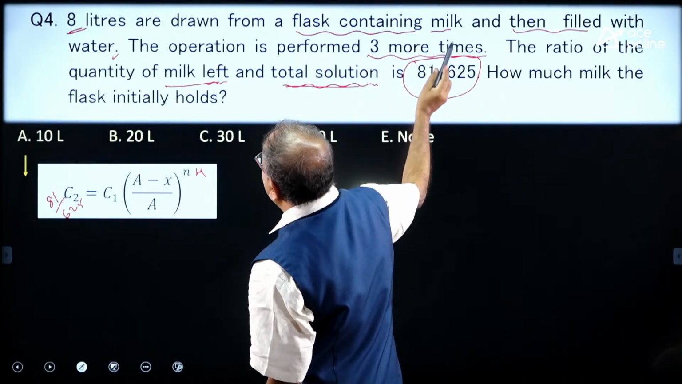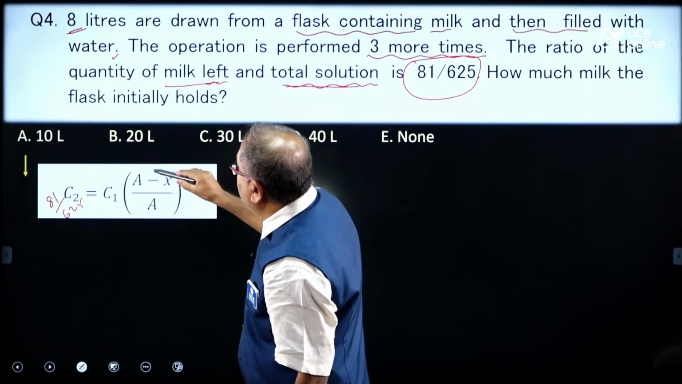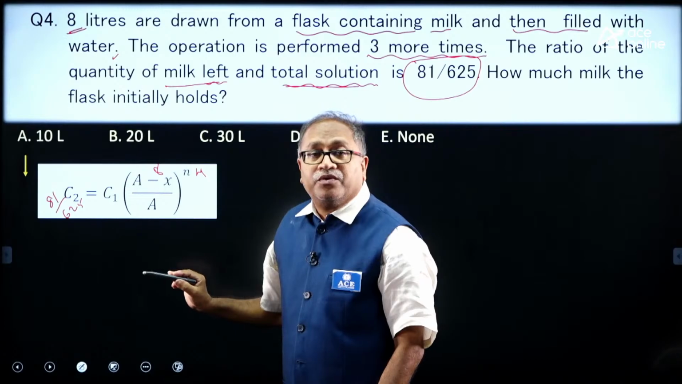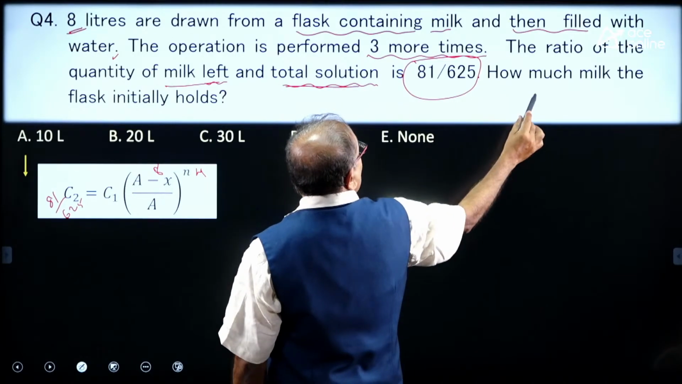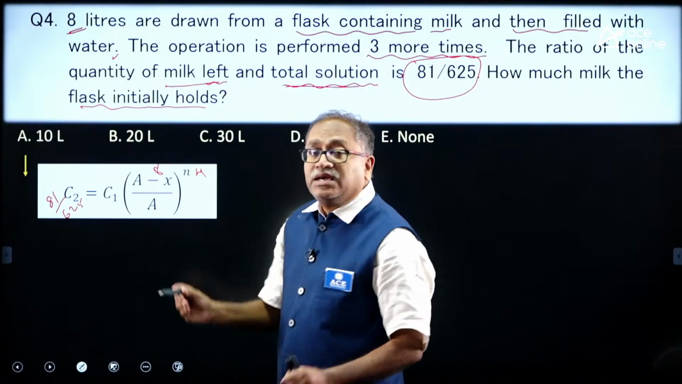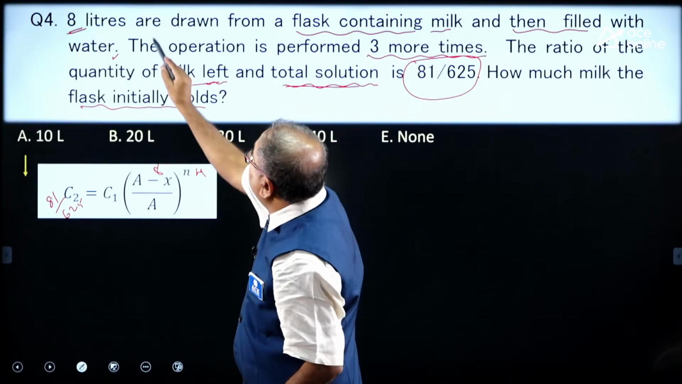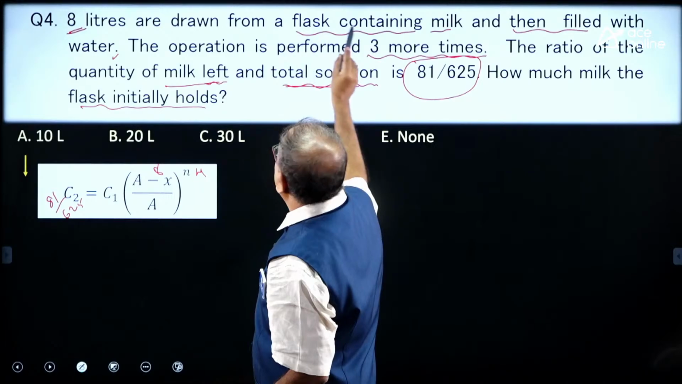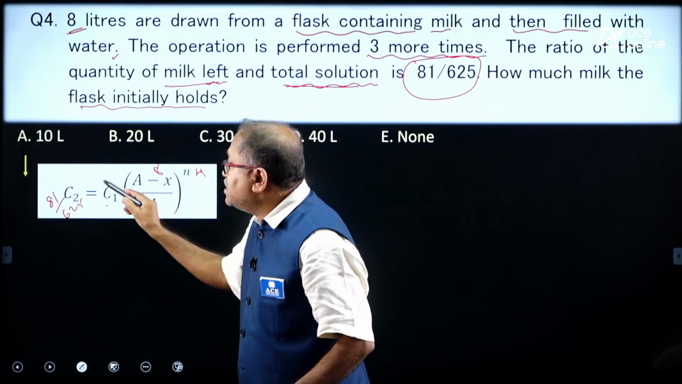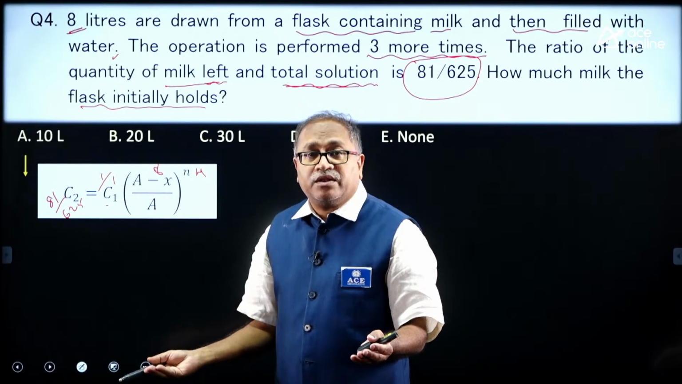And what is my C1, my dear friends, over here? The C1 is not known to us, I think. And what is X? X is 8, and the N is 4. Now, how much milk did the flask initially hold? What is C1? Initially there was only milk. So C1 is 1 by 1, and 1 by 1 is nothing but 1.